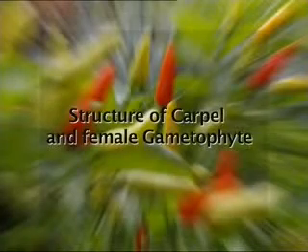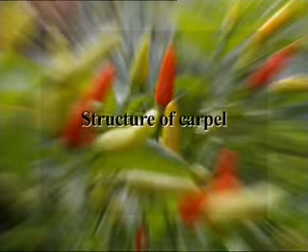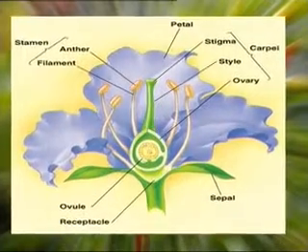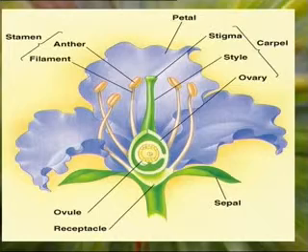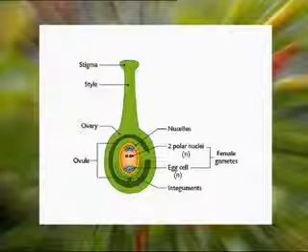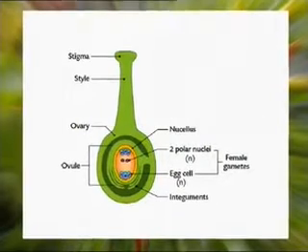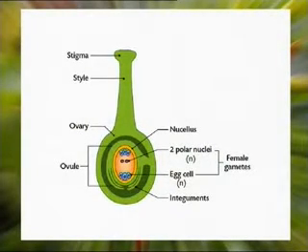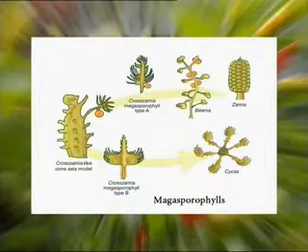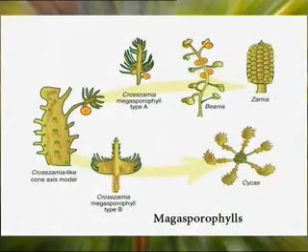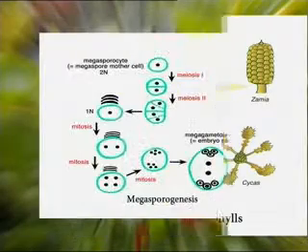Today we are here to discuss structure of carpel and female gametophyte. First, the structure of carpel. The carpel is the gross morphological part of the flower concerned with female sporogenesis and gametogenesis. The carpel is a leaf-like organ composed of the ovary, style and stigma. Carpels are the megasporophylls which make megaspores and their products, that is female gametophytes.